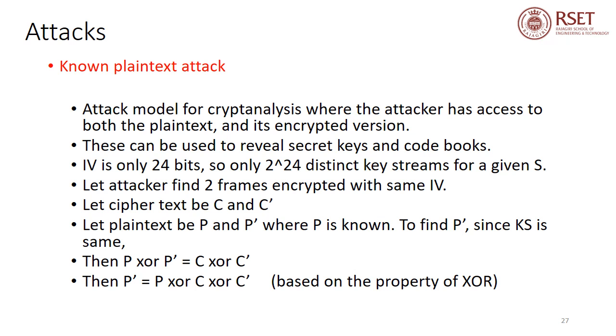XOR can be exchanged in between the equality symbols very efficiently. That is, since C, C dash and P are already known, to find P dash we can use the property of XOR that P XOR P dash will be equal to C XOR C dash, and from that we can easily rearrange the equation and find out P dash as P XOR C XOR C dash. Like that we can get access to the value of P dash, or similarly any other plain text. This kind of attack is known as known plain text attack.